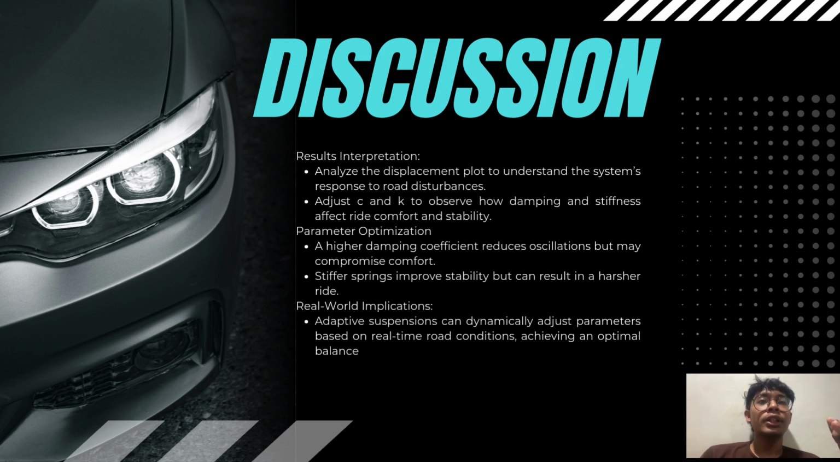Real implications: modern adaptive suspensions can dynamically adjust parameters in real time, achieving an optimal balance between comfort and stability under varying road conditions. This ability makes them superior to traditional suspension systems.